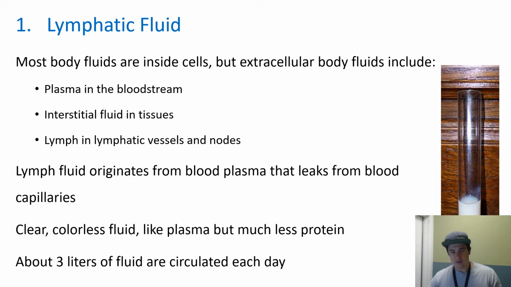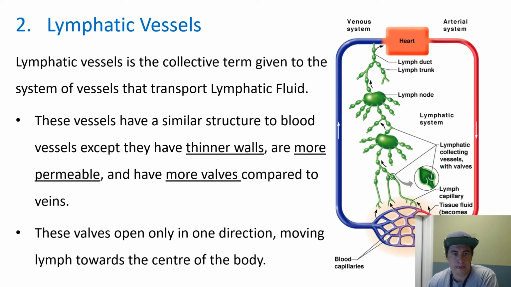Lymph fluid originates from blood plasma, and it looks like that vial on the side, a clearish, whitish, watery substance, and it leaks out of our blood capillaries. We know that our blood capillaries are semi-permeable, and gases move in and out, nutrients move in and out. Well, plasma can also leak out because of the holes. So we have this clear colourless fluid. It's like plasma, but it has much less protein because those proteins can't get out of those capillaries. And we have about 3 litres of this lymph fluid circulated each day.